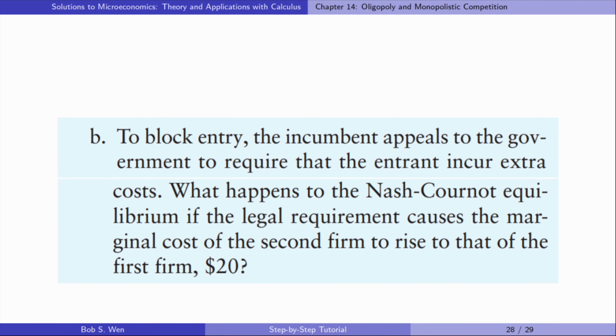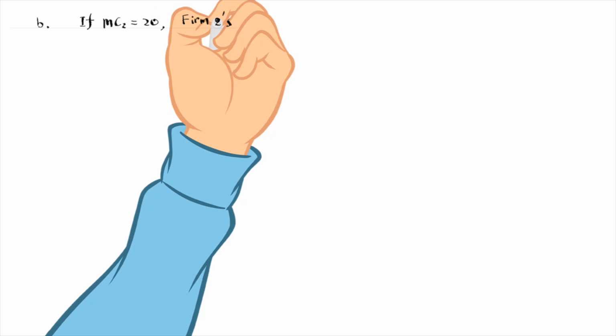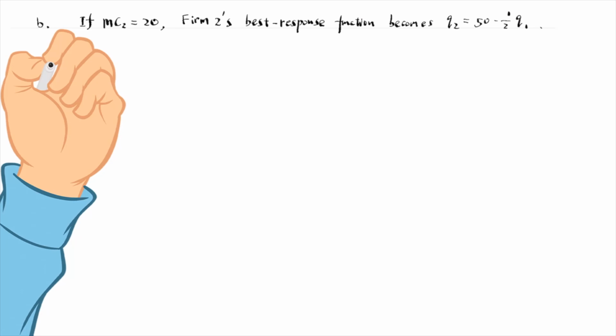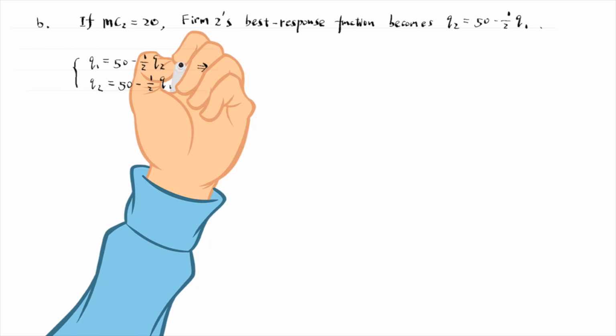In Part B, to block entry, the incumbent appeals to the government to require that the entrant incur extra costs. What happens to the Nash-Cournot equilibrium if the legal requirement causes the marginal cost of the second firm to rise to that of the first firm, $20? If Firm 2's marginal cost changes, its best response function changes. Solving the two firms' best response functions gives the Nash-Cournot equilibrium quantities.